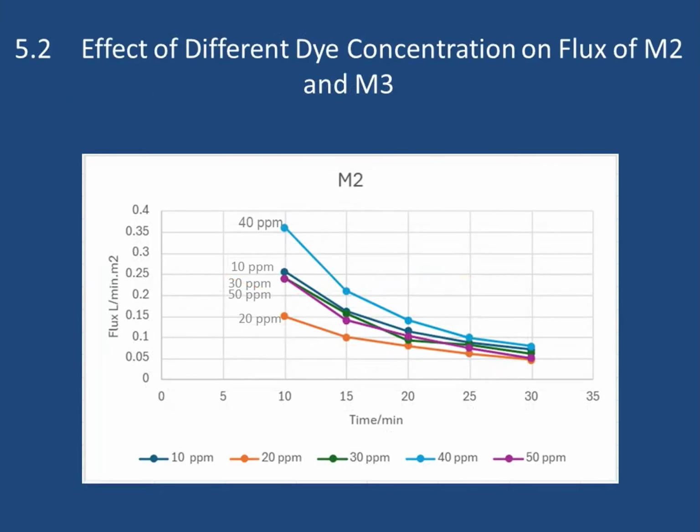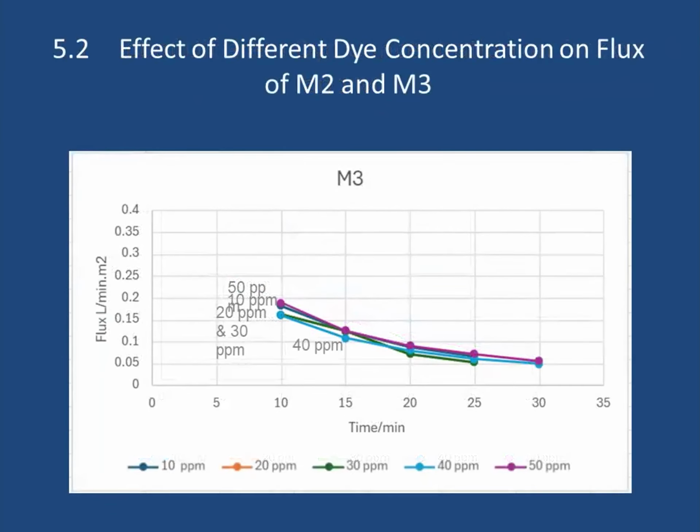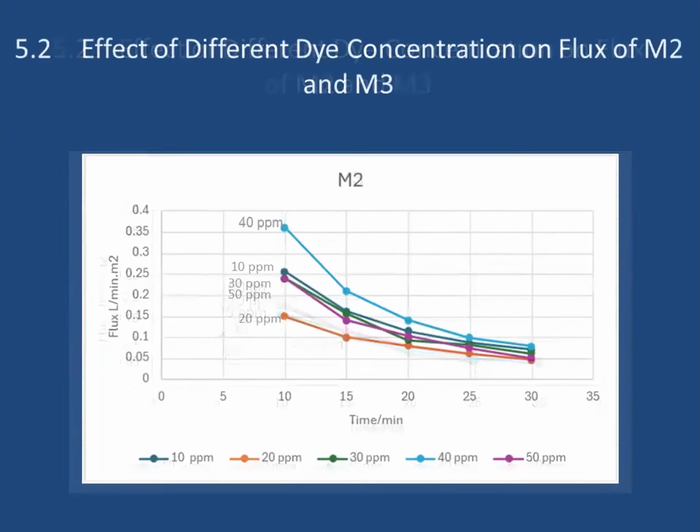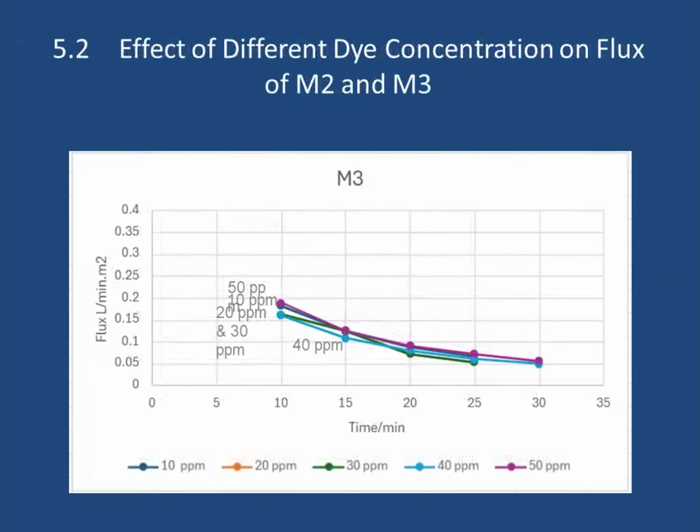For the second result, we are talking about the membranes M2 and M3 only. We are going to see the effect of different dye concentrations on the flux. Here is M2, M3, and here is M2. Please remember the figures. You can see that they are similar somehow.